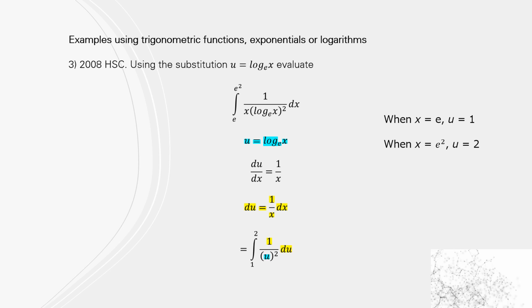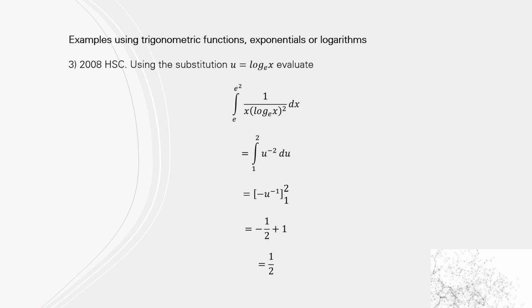So we now get the integral from 1 to 2 of 1 over u squared. That becomes the integral of u to the minus 2, which is minus u to the minus 1 between 1 and 2. Substituting the 2 minus substituting in the 1, and you get the answer as a half.